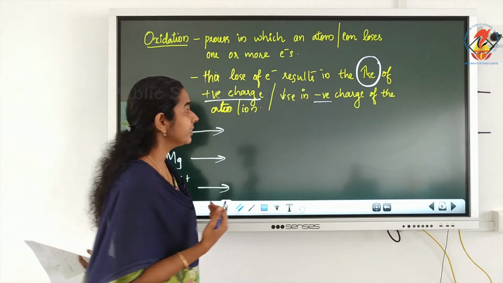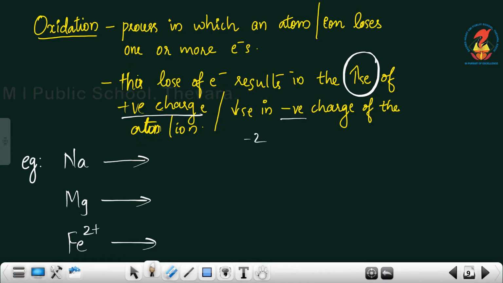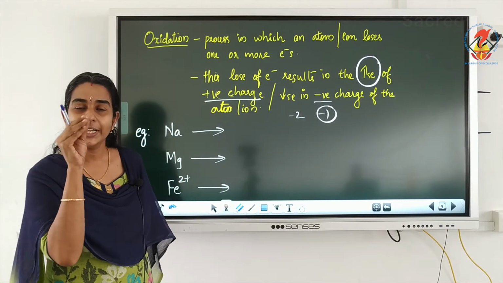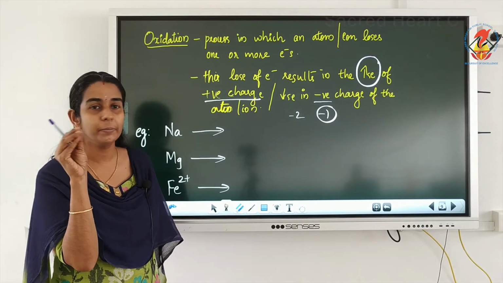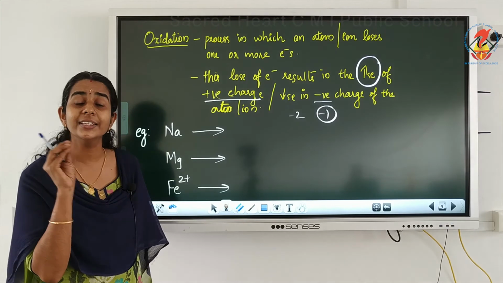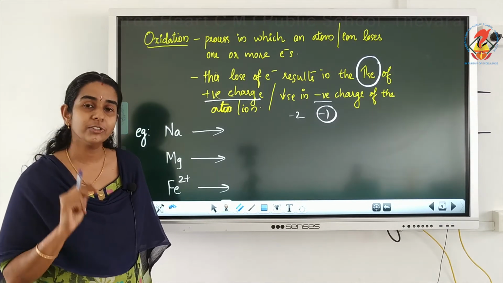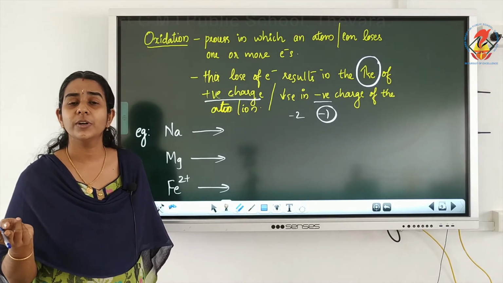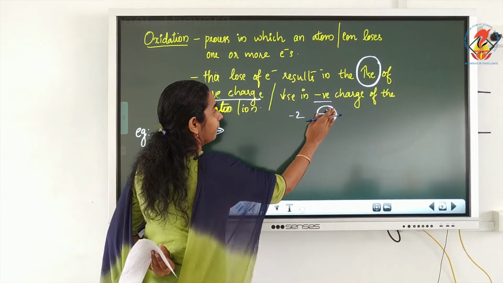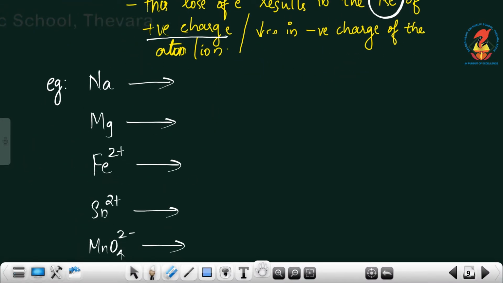Decrease in negative charge means after losing electron, if it is -2, it will become -1. If we take the magnitude, definitely -1 is greater than -2, but don't see the value. -2 will become -1, only see the negative charge. -2 will become -1 if there is loss of electron or oxidation. There will be a decrease in negative charge. -2 means there are 2 negative charges, that will become -1. -1 means only 1 negative charge. Don't take the magnitude. So, we will see a few examples of oxidation.